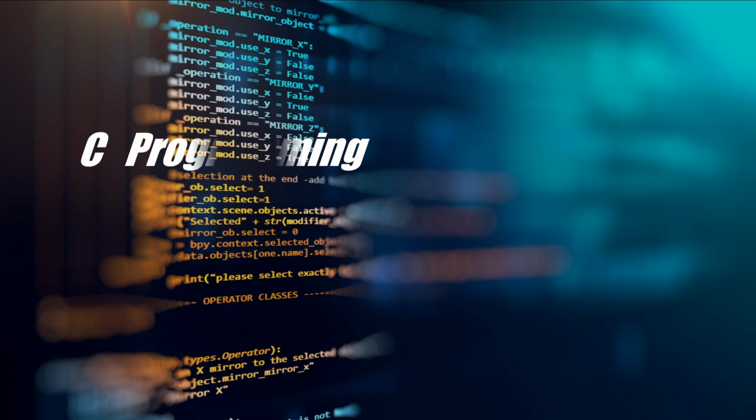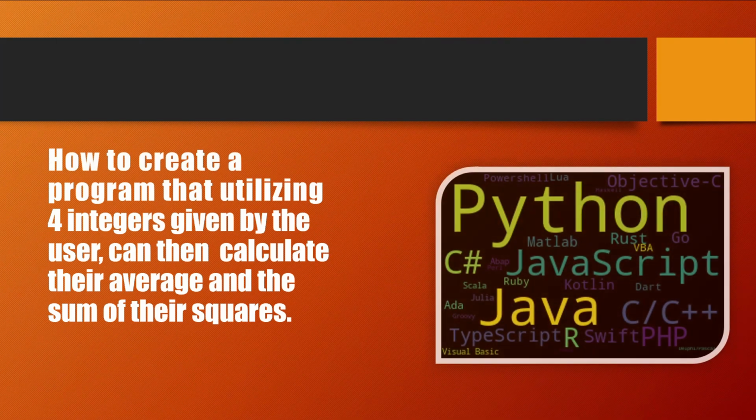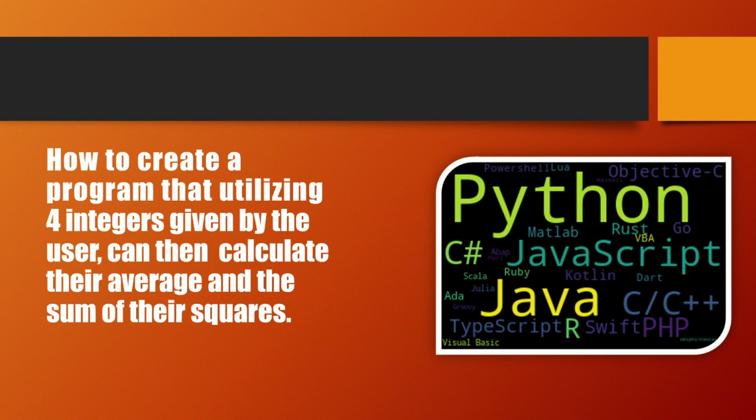Today, in part 3 of the course, we are going to see how we can create a program that, utilizing 4 integers given by the user, can then calculate their average and the sum of their squares.